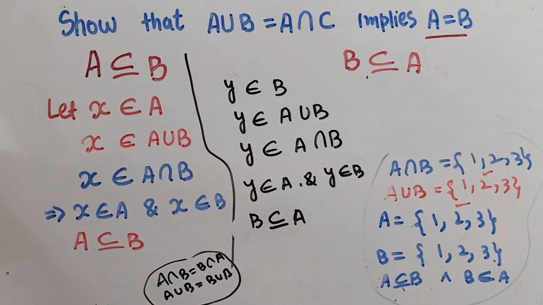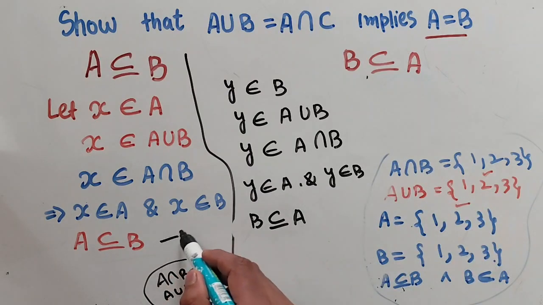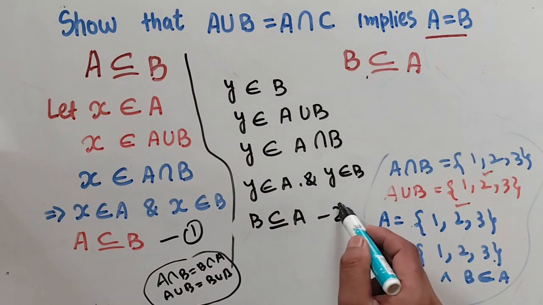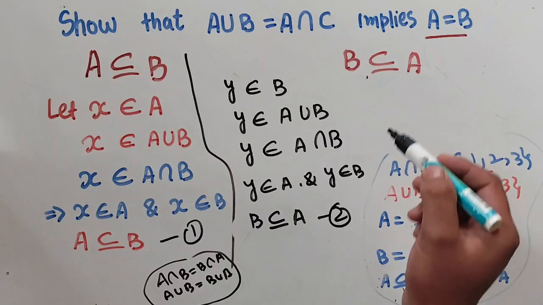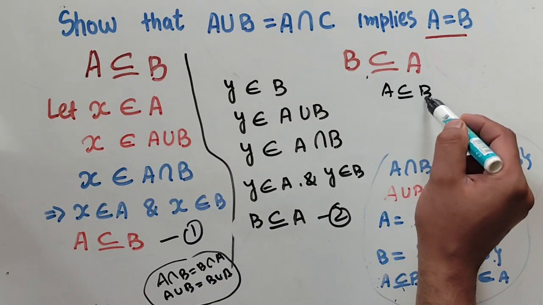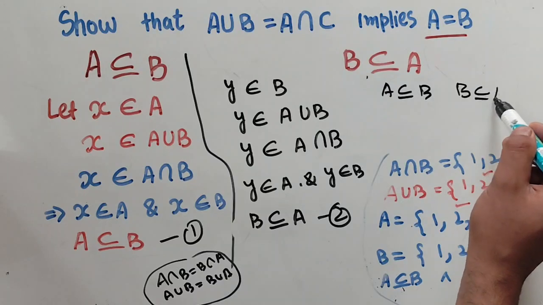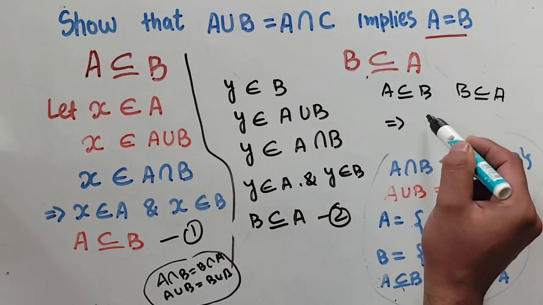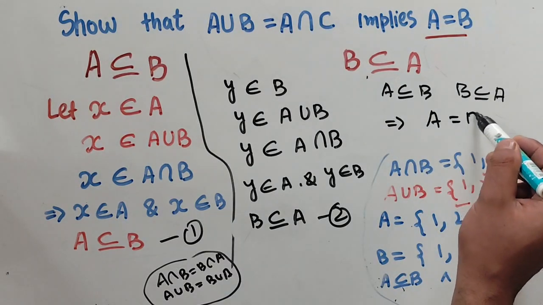Okay, so combining this result with this result, okay, from 1 and 2, what will we get? Since we got A is the subset of B and B is the subset of A, which implies A and B are equal.